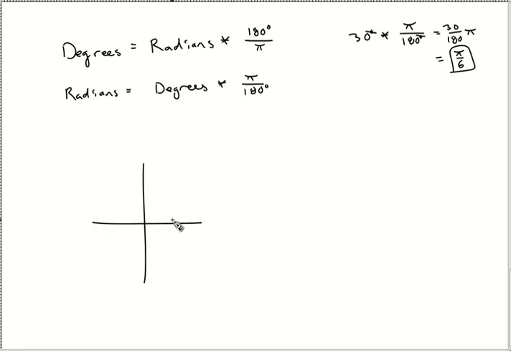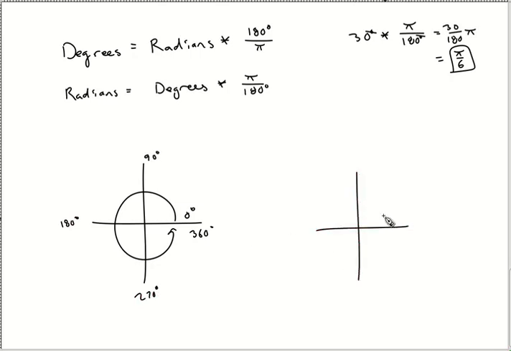So let's start with degrees. We all know degrees very well. If you go around a circle, you start at 0 degrees, you go all the way to 360 degrees, and you have 90, 180, and 270. Okay, cool.